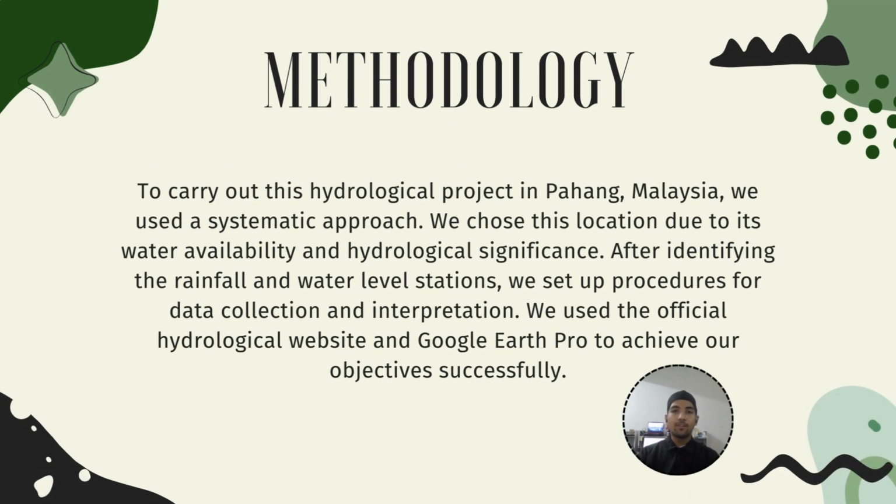Okay, next for methodology. To conduct this hydrological project, we chose a systematic approach for methodology in the location Pahang, Malaysia. This location was chosen based on the availability of water and hydrological area. After locating the rainfall station and the water level station, the setting of the procedure and application was conducted based on objectives including the data collection and data interpretation with the help of some applications. The applications were the official hydrological website and Google Earth Pro in order for the objective to be successfully achieved.